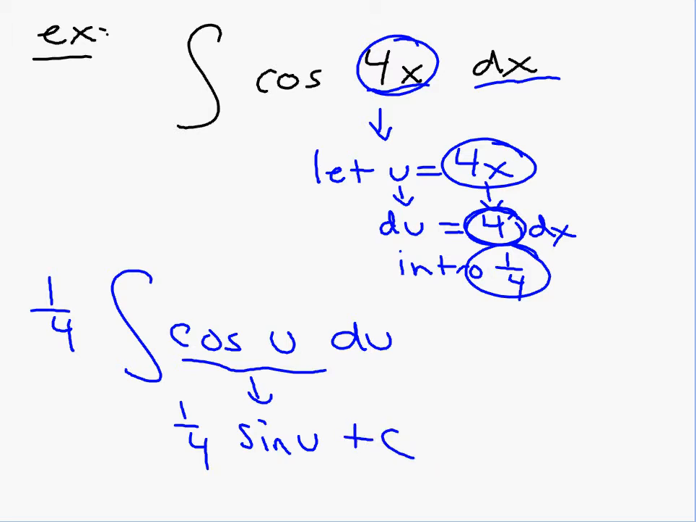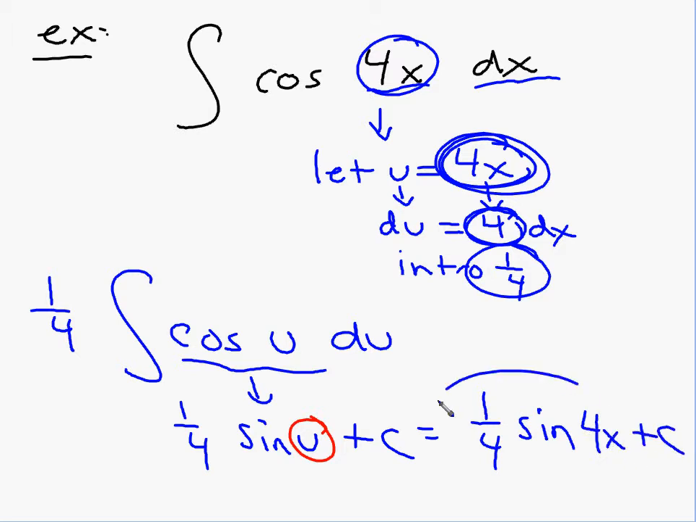And the only thing I need to do is put my u back in. So my final answer is 1/4 times the sine of my u, which was 4x. So it's the sine of 4x plus c. Okay? And that is how integration by substitution works. I'm going to try to give you some more examples here so you can get a feel for it.